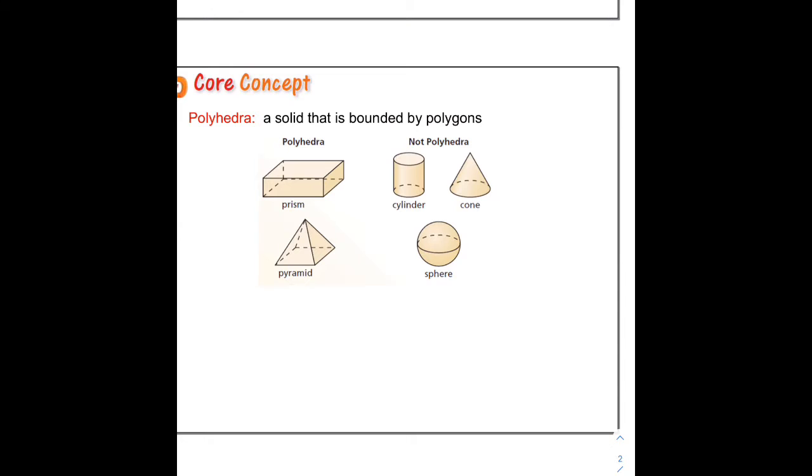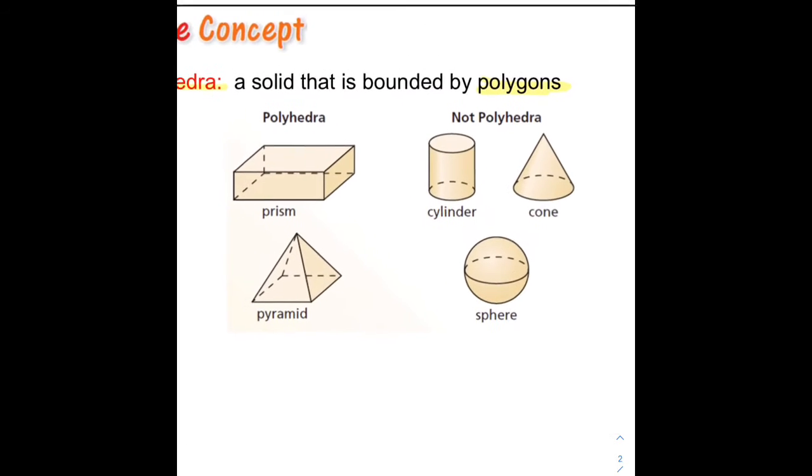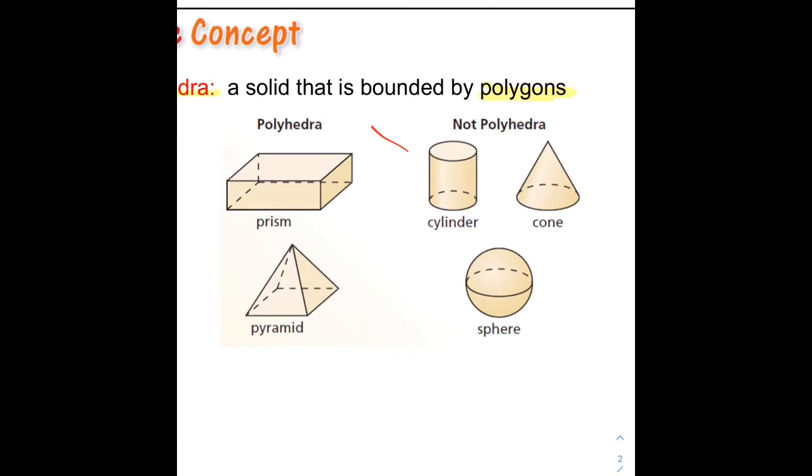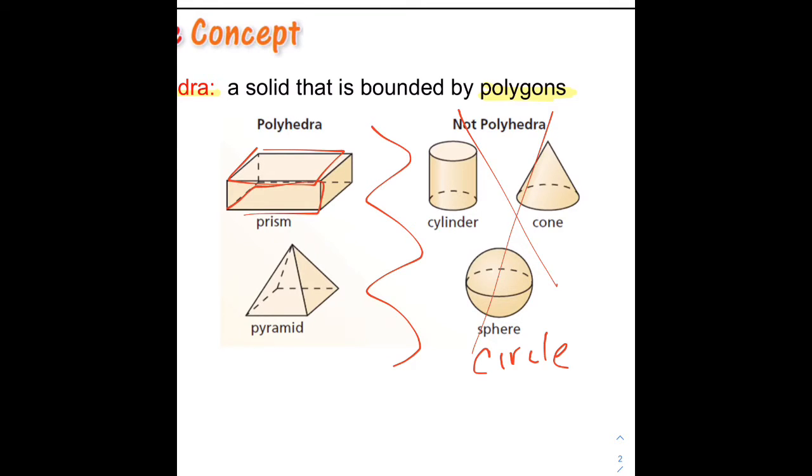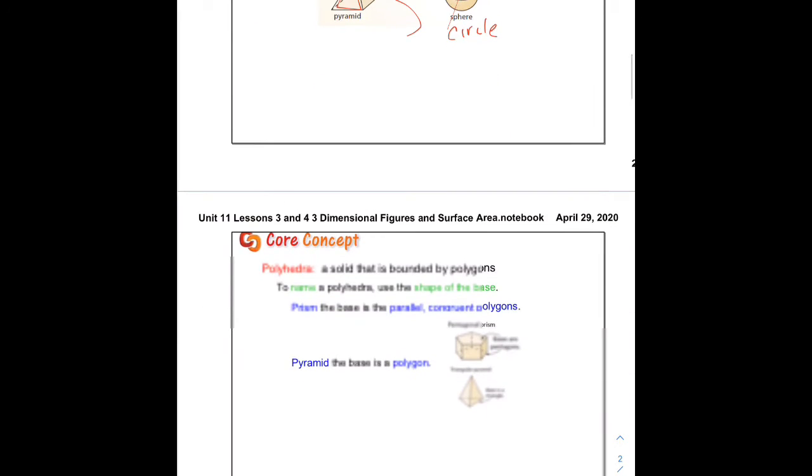All right, so now we're going to talk about the vocabulary word polyhedra. A polyhedra is a solid that is bound by polygons only. So if we look at the difference between what is a polyhedra and what is not a polyhedra, in this case, you have some type of circle that is involved with your shape. And if there's a circle involved with your shape, it is not a polyhedra. If you look at all of the sides of the shape, it is some type of polygon.